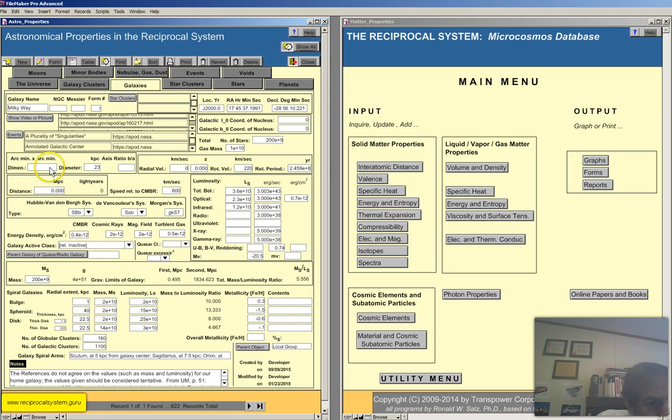Dimensions: I don't have arc minutes by arc minutes, but I do for many of the galaxies. Diameter is 23 kiloparsecs. Don't have the axis ratio here, but I do for some galaxies. Now here we have the radial velocity, which would be, of course, 0 and z is 0 because this is our galaxy. Rotational velocity is 220 kilometers per second. Rotational period is 2.459 times 10 to the 8th years.